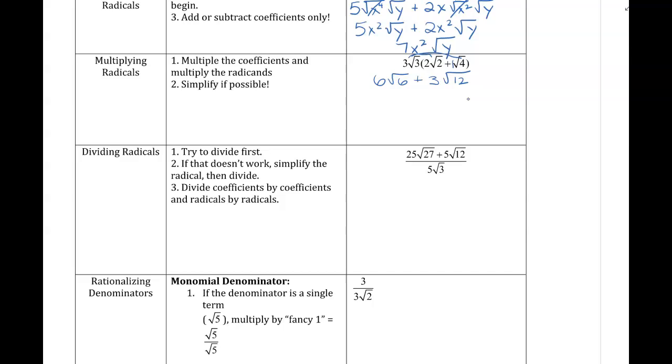Those are not like terms, but I can simplify the radical 12. Radical 12, I can even do this off to the side. I know it's going to split up into a 4 and 3, which would give me 2 radical 3. So I can replace that with times 2 radical 3. Then we end up with 6 radical 6 plus 6 radical 3. We don't have like radicals, so that's as far as we can go there. Our answer is just a binomial, and that's okay. They won't always combine.